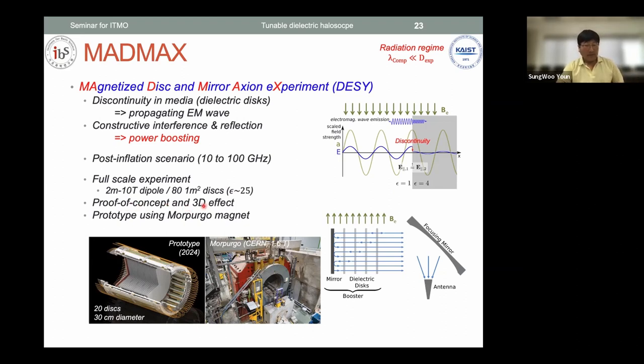They also performed the 3D effect too. And they informed us that they are doing a prototype experiment, which consists of 20 disks and 30 centimeter diameter, as shown here. They plan to use one of the available magnets as shown. It's a large bore, even though it is only 1.6 Tesla, but this is good enough for a prototype experiment.